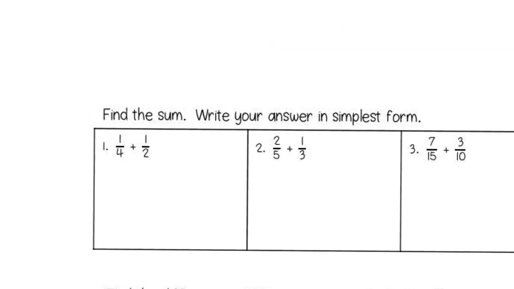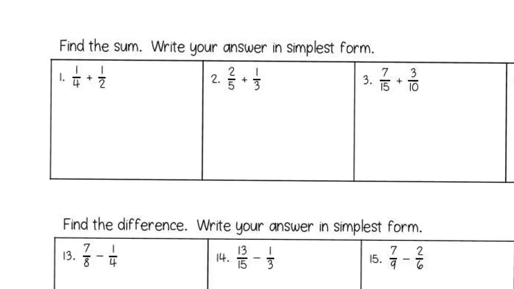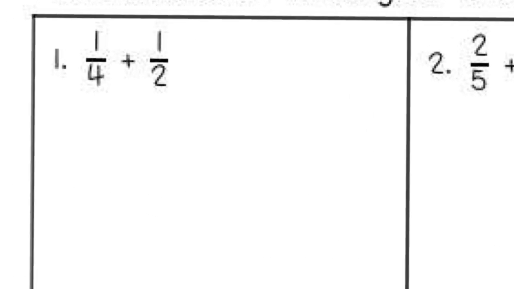All right, let's do some practice. I'm going to give you a minute and then we'll talk about them. All right, on number 1, the denominators are different. What's the least common denominator of 4 and 2? 4, right? So 1/4 already has a denominator of 4. We can leave that alone.